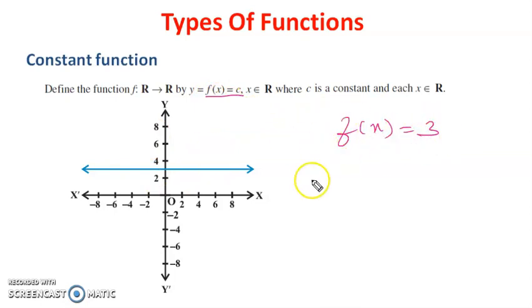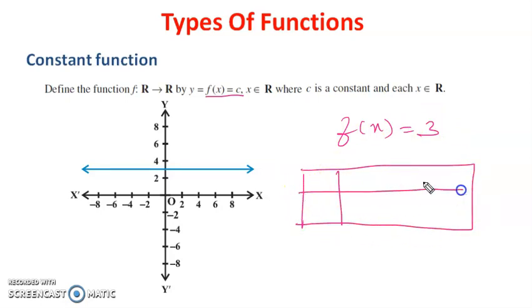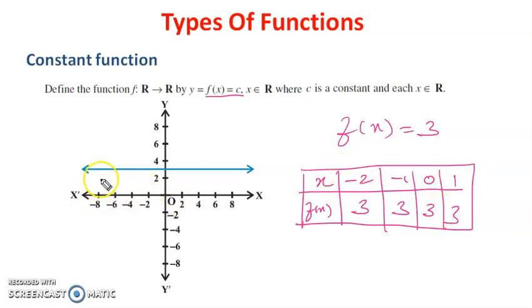If you tabulate f of x is equal to 3, with x and f of x: for x is equal to minus 2, the f of x value is 3; minus 1, 3; 0, then also f of x is 3; 1, it is 3. For every value of x, the point coordinate is 3. So when we plot it, it forms a straight line parallel to the x-axis. This is the graphical part for a constant function.